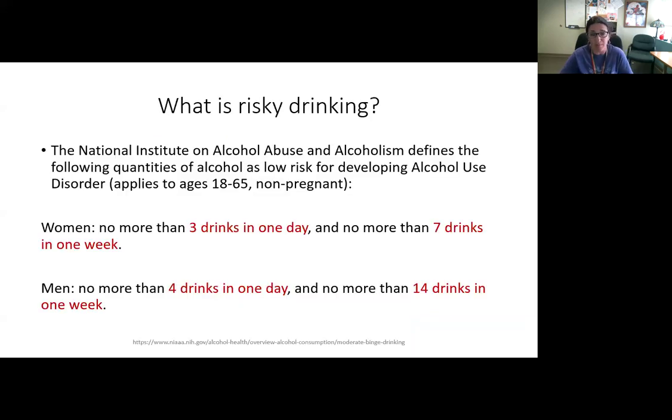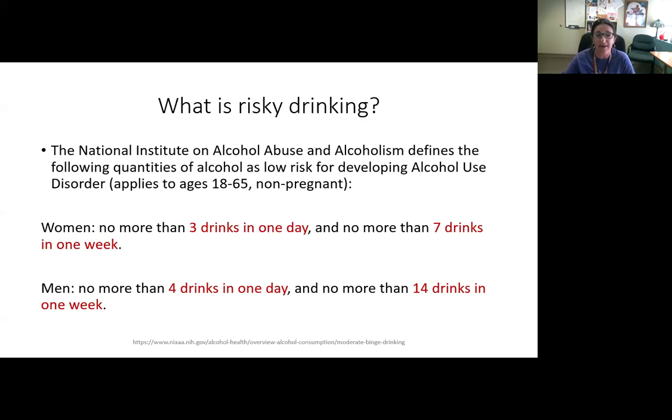So why does this matter? Because risky drinking is really based on the amount. And then we'll get into alcohol use disorder, which for the purposes of treatment, we need to make sure we're distinguishing and diagnosing based on the DSM criteria. But risky drinking, as defined by the NIAAA, is for the following quantities, and for an adult who is not pregnant. So for women, this is no more than 3 drinks in a day, no more than 7 drinks in a week, and for a man, 4 drinks in a day, 14 drinks in a week.